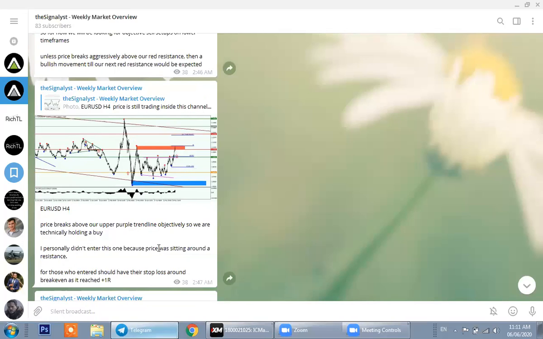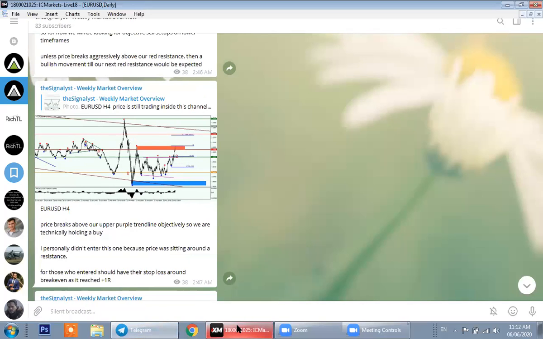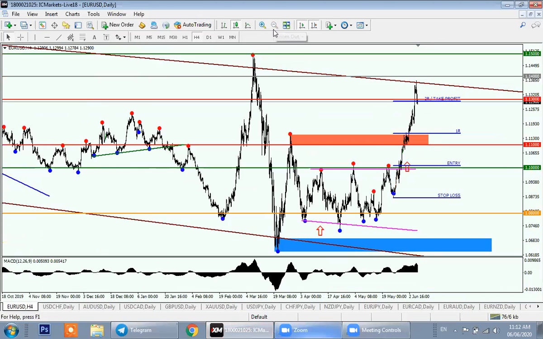From H4, I personally didn't buy this one as we didn't have enough confluence, and also price was sitting around resistance. But anyway, it will help us to know when the market is overextended or reached its previous target. So for those who entered buy, and it doesn't have to be us, for those around the world who have a trading style that entered buy here, most probably if they had a plus 2 to 1 risk reward or plus 3 to 1 risk reward, they booked their profits already.